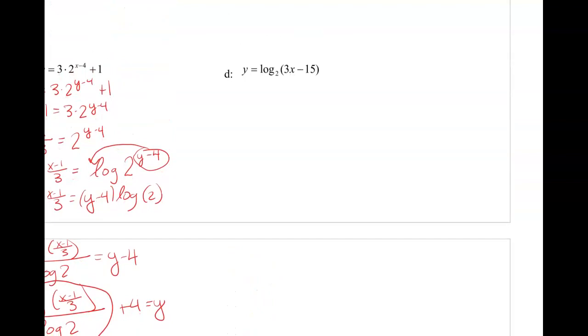We've got log base 2 of 3x minus 15. So again, I'm going to switch my x and my y first. So I've got x is equal to log base 2 of 3y minus 15, and I don't know why I say log like that, but you know what? It's a habit at this point. Trying to get that stuff out of the logarithm, that means that I'm going to have to use exponentials. So I would get 2 to the x is equal to that 3y minus 15.